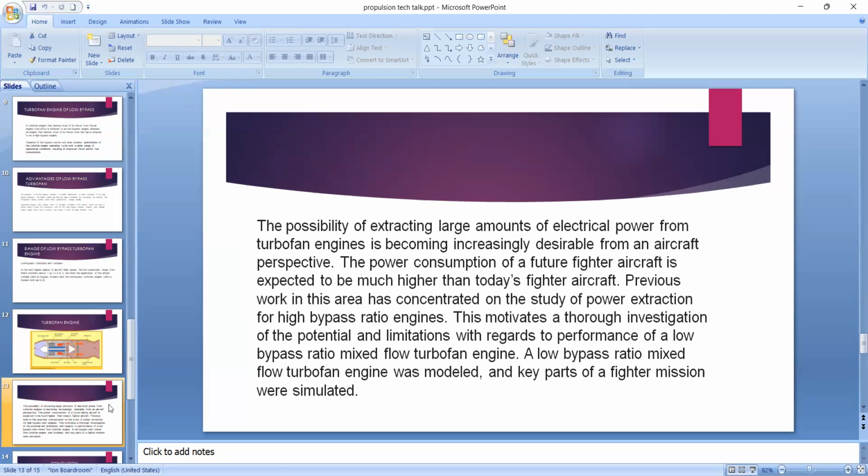This motivates a thorough investigation of the potential and limitations with regard to the performance of a low bypass ratio mixed flow turbofan engine. A low bypass ratio mixed flow turbofan engine was modeled. The key parts of a fighter mission were selected.